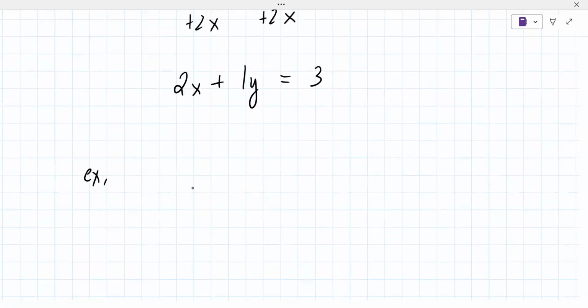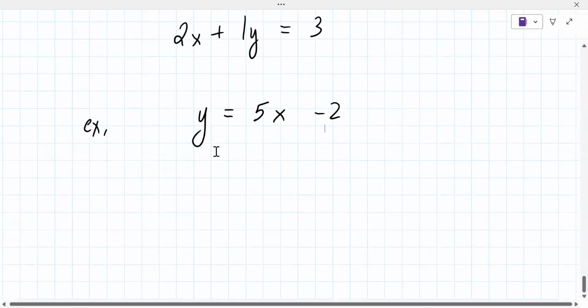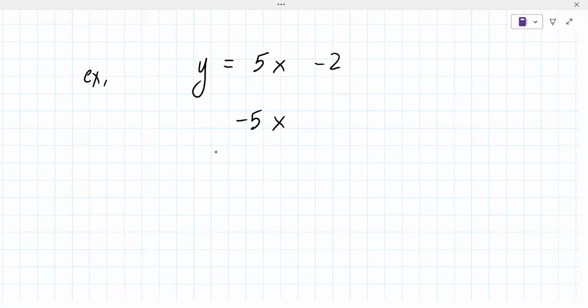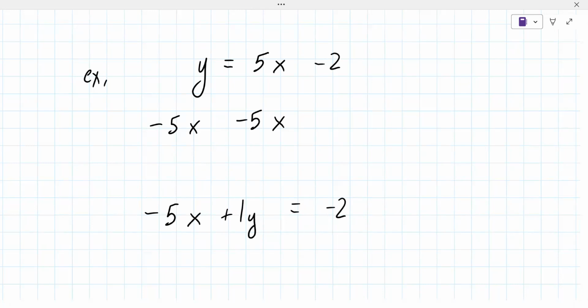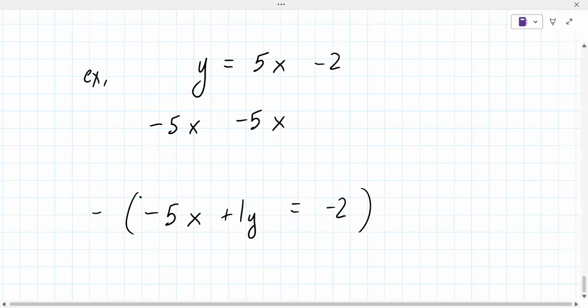Here's another example. Let's say it's y equals 5x minus 2. This time you subtract 5x from both sides and you get minus 5x plus 1y equals negative 2. You go down your list. Are x and y on the same side? They are. Check. Are the coefficients all integers? They are. Check. That's good. And then the last one here, the problem is that this is negative. So how do you undo that? Well, you multiply everything by -1.